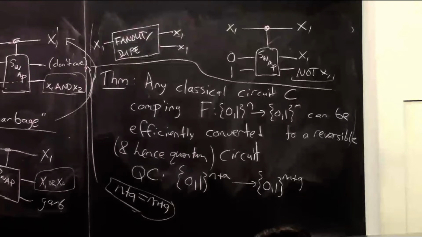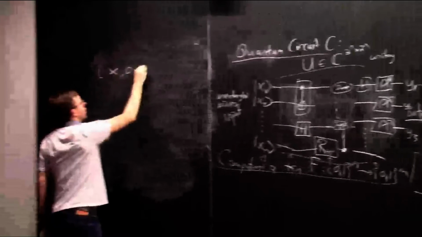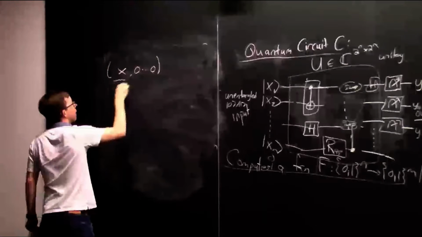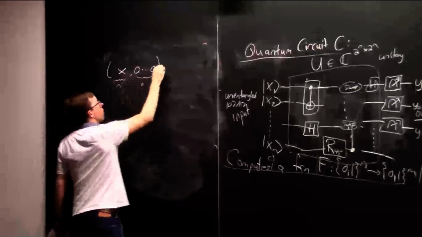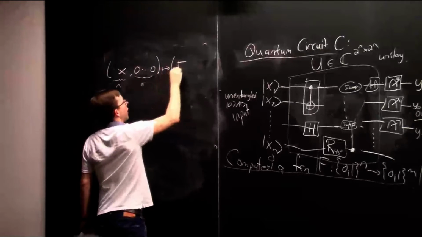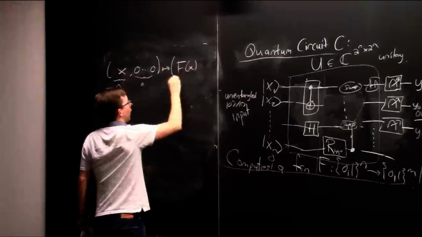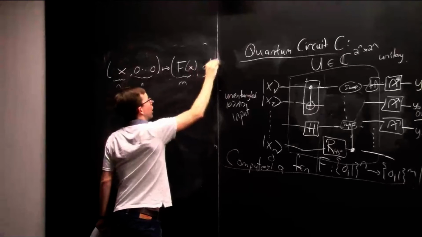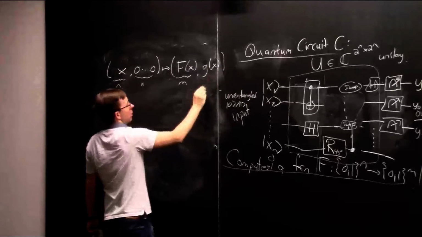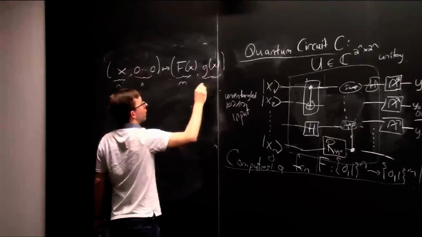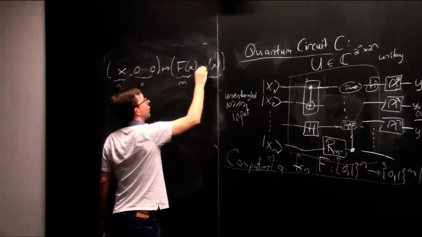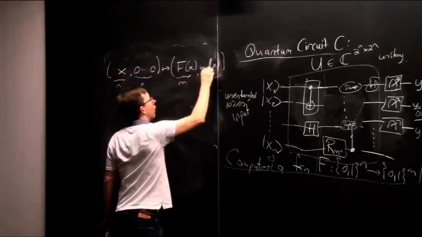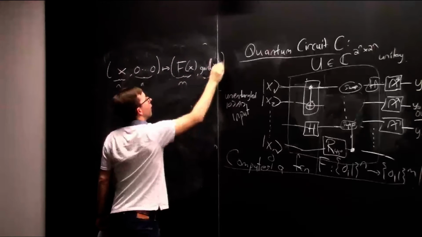Well, in the sense that it does this mapping. Sorry, this is the last line of that theorem. x followed by a bunch of zeros. This is n bits here. These are the ancillas. Maps to f of x. That's m bits. And then some garbage, where the garbage can depend on the input. Let me write it like this: garbage of x. And that's g bits.